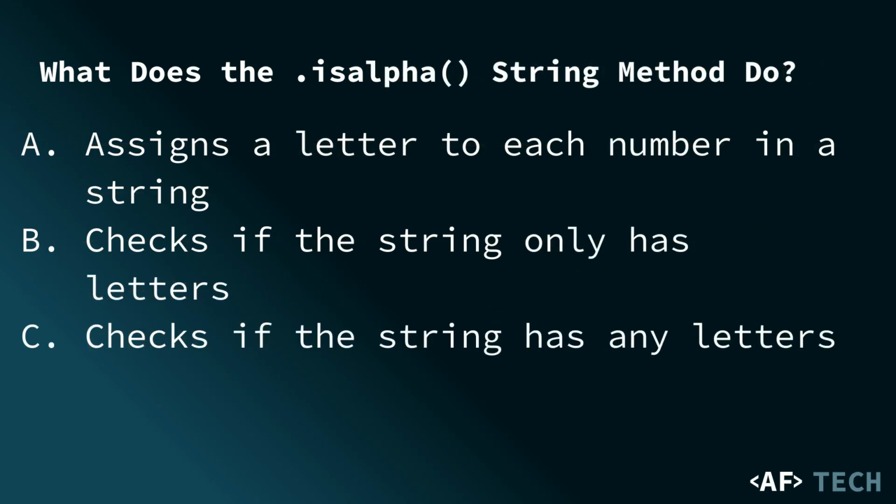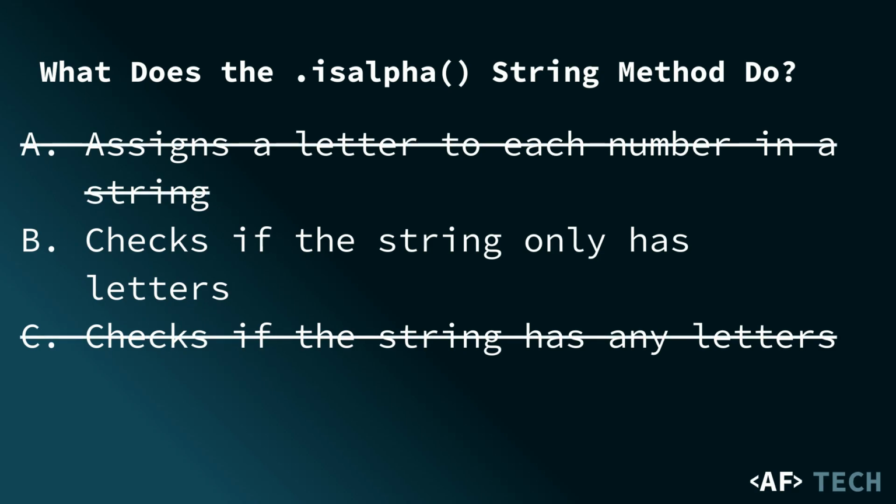What does isAlpha do? Does it assign a letter to each number? Does it check if the string only has letters? Or does it check if the string has any letters? It checks if the string only has letters.